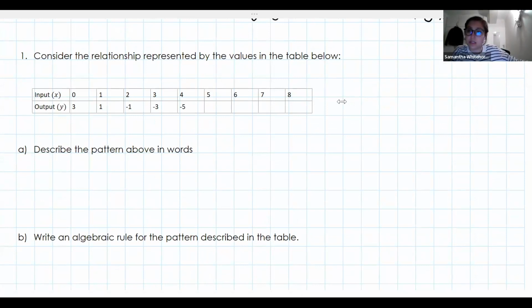If you are struggling with this section, I would really encourage you to go and watch both the videos on functions and relationships, but also the videos on number patterns. They are very, very closely linked to each other. We've done a lot of the same things in both. So if you go and watch those two, hopefully you'll feel a bit more comfortable with this section.